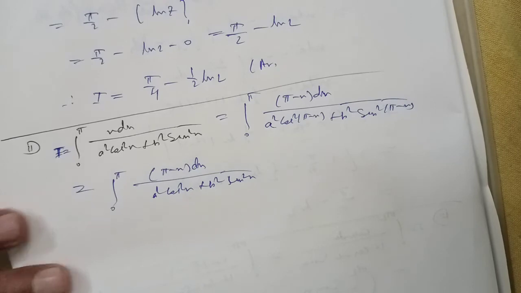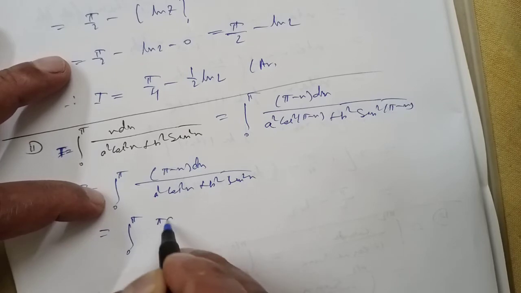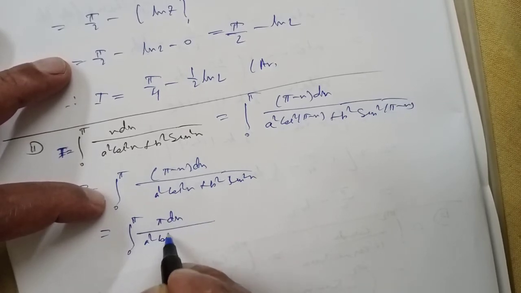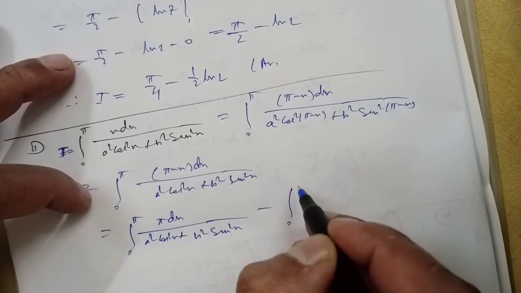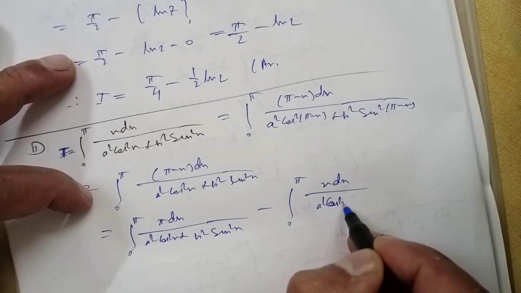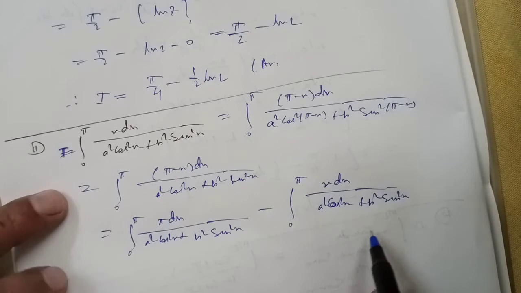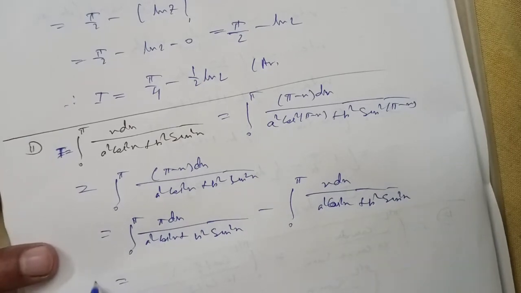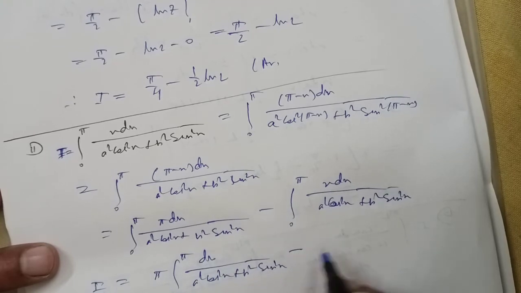Now split this portion, so you get 0 to pi dx by a square cos square x plus b square sin square x, minus integration 0 to pi x dx by a square cos square x plus b square sin square x. Look, this is the I reappeared. So you get I equals pi integration 0 to pi dx by a square cos square x plus b square sin square x, and this is I.